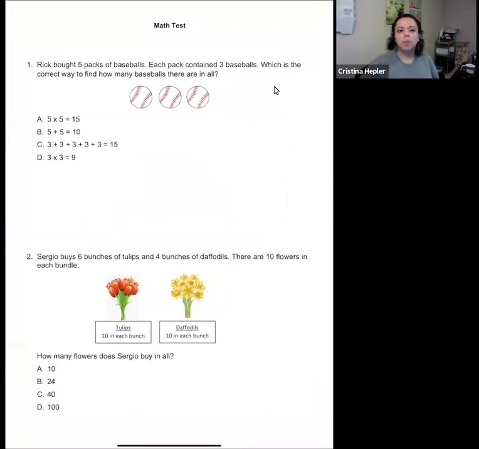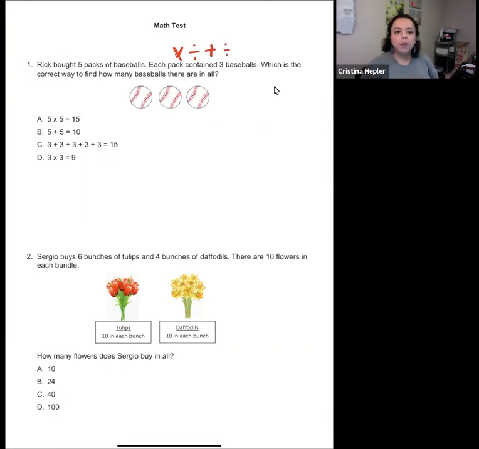Let's go ahead and look at number 1. Think, what answer did you choose? So, Rick bought 5 packs of baseballs. Each pack contained 3 baseballs. Which is the correct way to find how many baseballs there are in all? So first I need to understand, am I going to multiply? Am I going to divide? Am I going to add? Or am I going to subtract?